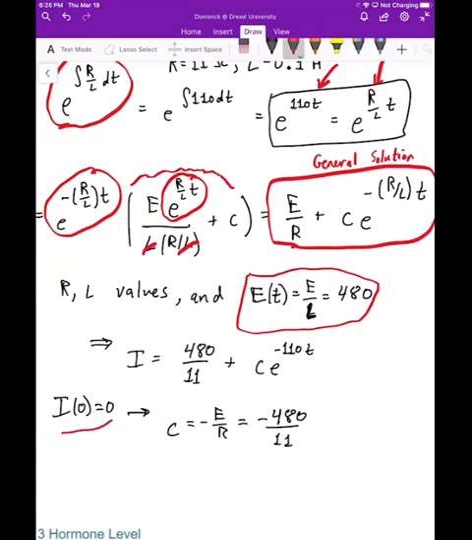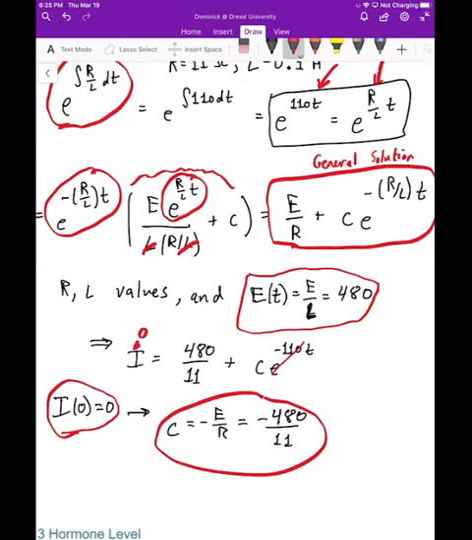And then if we use the initial condition that I of 0 is equal to 0, you could eventually solve it, like, for example, this exponential will just become 1. And then once you set this equal to 0 and move your 480 over 11 over, you find that C is equal to negative 480 over 11, right?